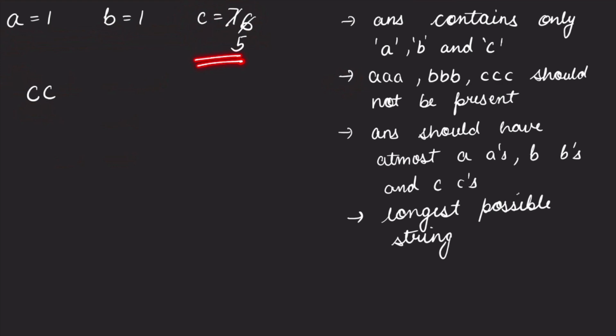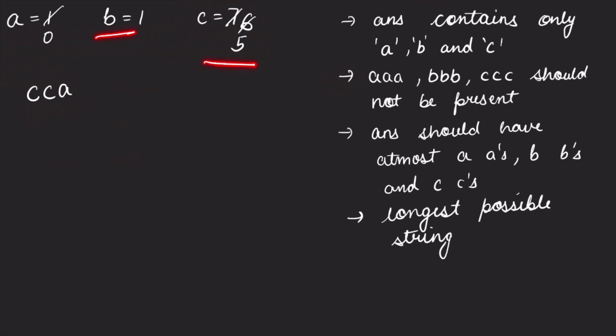Now again, C has the largest frequency, but now I cannot take it. Why can't I take it? Because I have already taken two C's together. If I add one more C here, then this will violate our condition, right? So now we will move on to the other characters. Then we'll check which of the other two has the maximum frequency, or we can say out of these three, which character has the second largest frequency. Now here both have the same frequency, so we can choose any of them. So let's suppose we choose A. So we will add A here, and now its frequency will become 0.